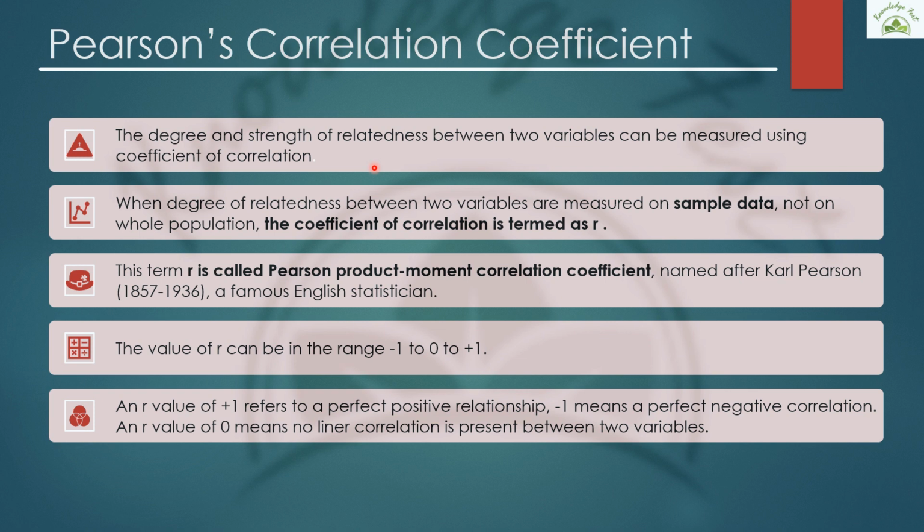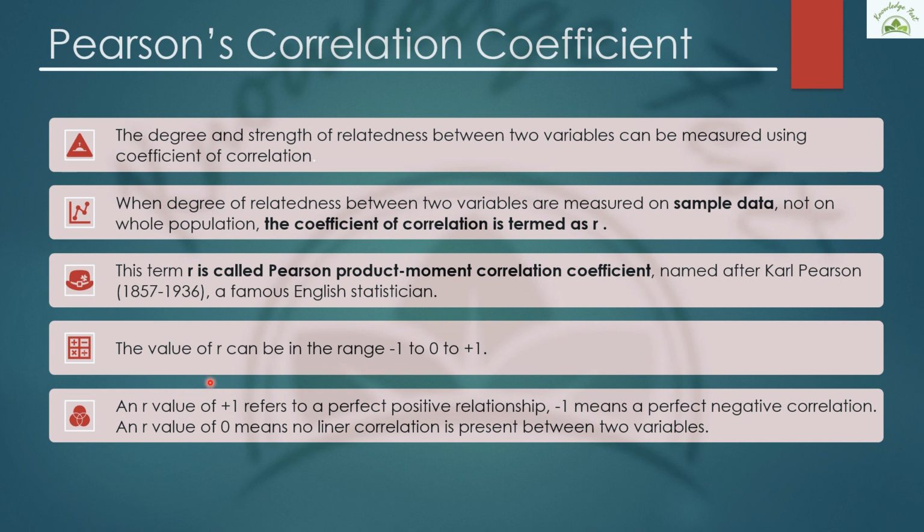So first we need to identify if two variables are correlated with each other. If yes, then we have to measure to which degree, to what extent these two variables are correlated. That measurement can be done using the coefficient of correlation. If the coefficient of correlation is measured on sample data instead of the whole population, it is termed r, which is also known as the Pearson product moment correlation coefficient.